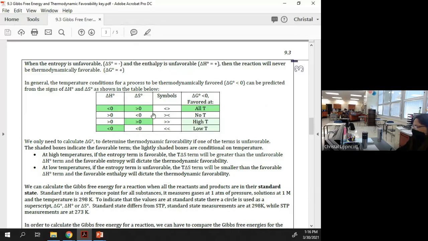So the way she has this listed here, this is the same order that it is in that Gibbs free energy equation on your sheet. Okay.